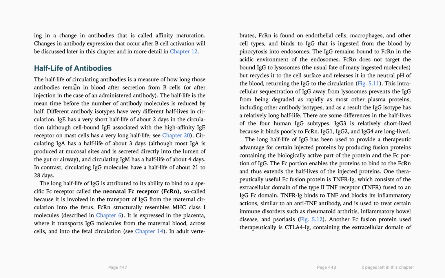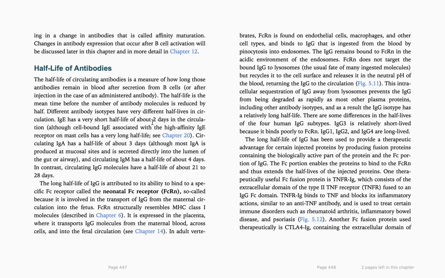Half-life of antibodies. The half-life of circulating antibody is the measure of how long those antibodies remain in blood after secretion from B cells, or after injection in the case of administered antibody. The half-life is the mean time before the number of antibody molecules is reduced to half. Different antibody isotypes have very different half-lives in circulation.